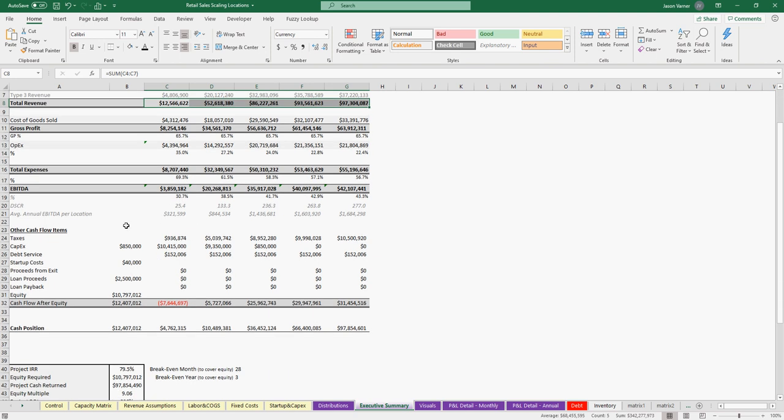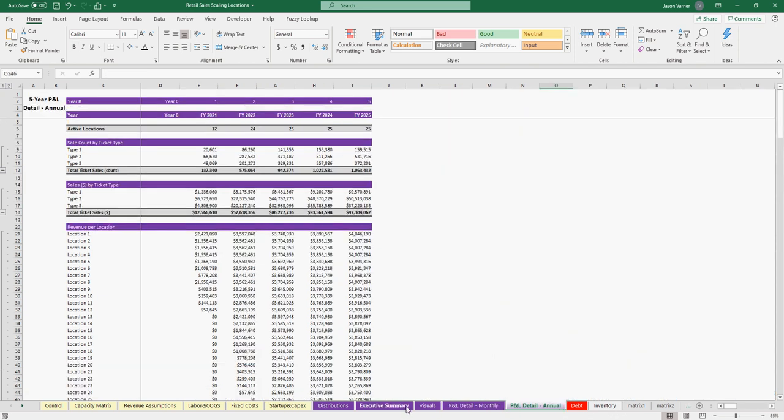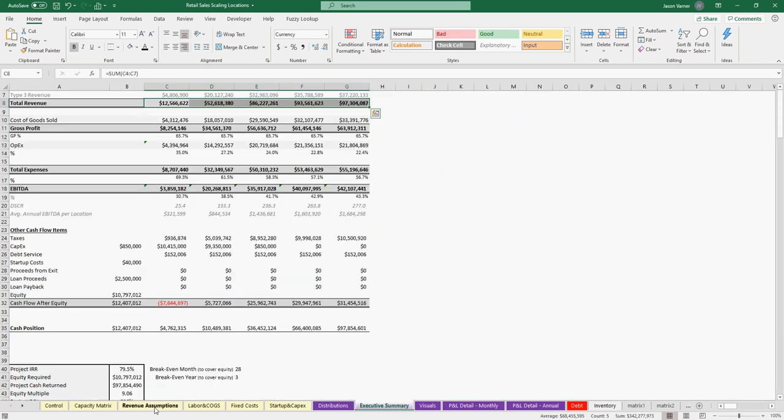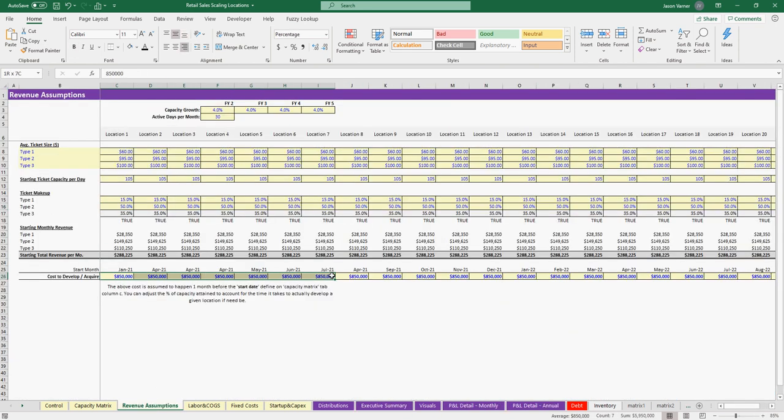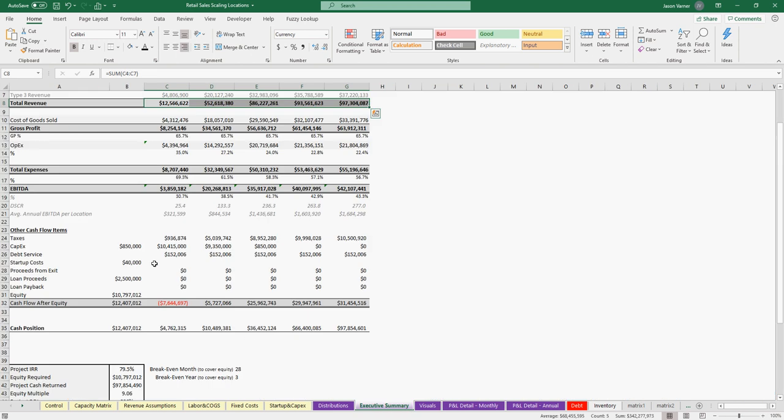Then I did some other cash flow items, annual EBITDA. Note that the CapEx here includes the CapEx from this. It also includes the CapEx from acquisitions, which is from these. Because you're not going to get these locations for free, most likely. You're going to have to pay for them or build it out. So it has to be accounted for somewhere. So that's that. Debt service, if you have any debt, that's going to come through here.